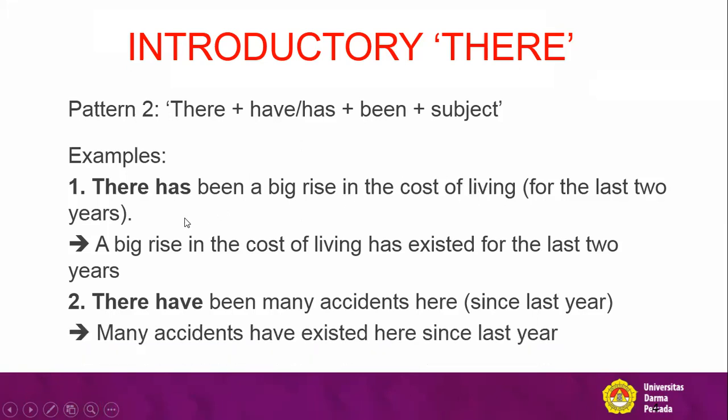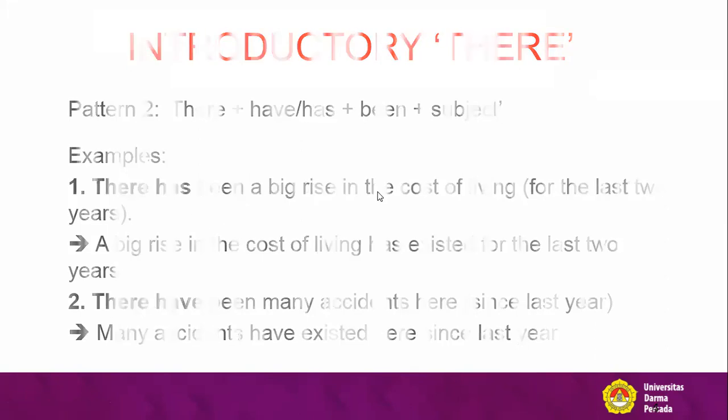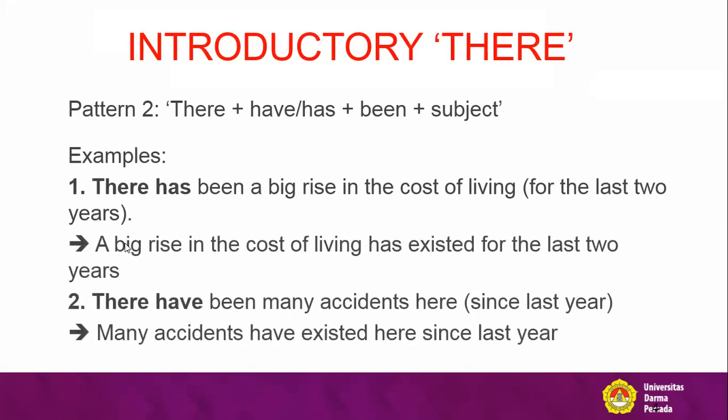And then we say the meaning of this one is that a big rise in the cost of living has existed for the last 2 years. Why do we have has instead of have? Because we are talking about a big rise, a big rise. Okay, now we have, there have been many accidents here since last year.